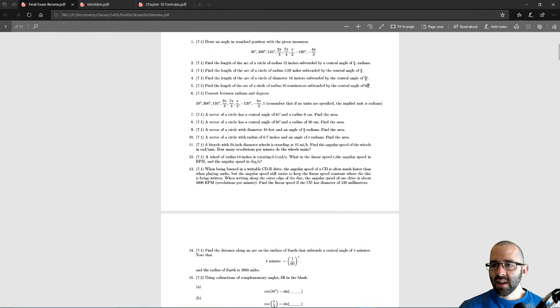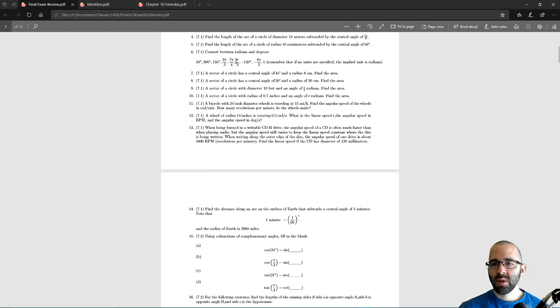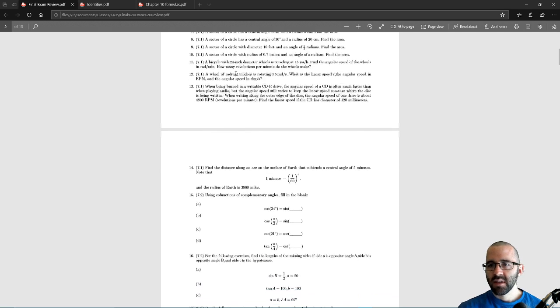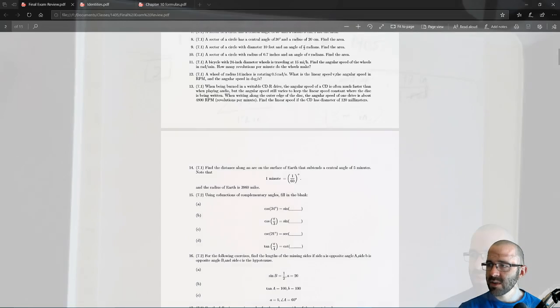So that's for arc length. For degrees, you can convert it to radians, but it's the same idea. Convert between radians and degrees. Again, that's unit conversions. Pi radians is 180 degrees. For area is not as nice. Okay. So a sector is a central angle of 30 degrees and a radius of 20 centimeters. What's the area?